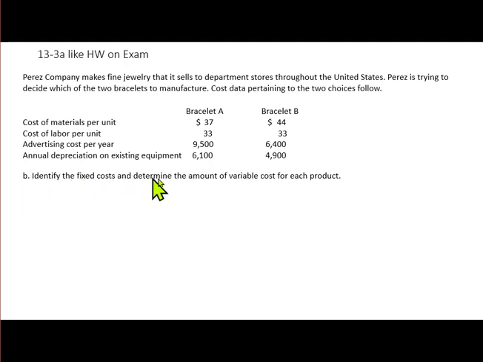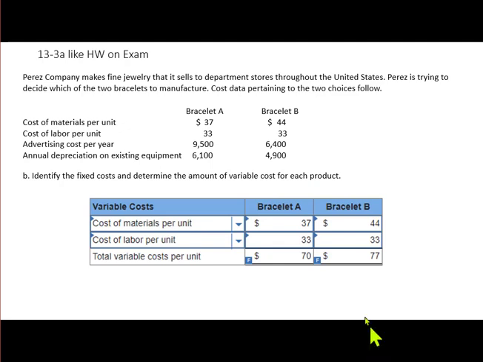Identify the variable cost and determine the amount of variable cost per each product. That's B. So the variable costs for each product are going to be, for bracelet A, material and labor costs of 37 and 33, or a total of 70 variable costs per unit for A, and 44 and 33 material and labor costs, added up to a total of $77 for total variable cost for bracelet B.